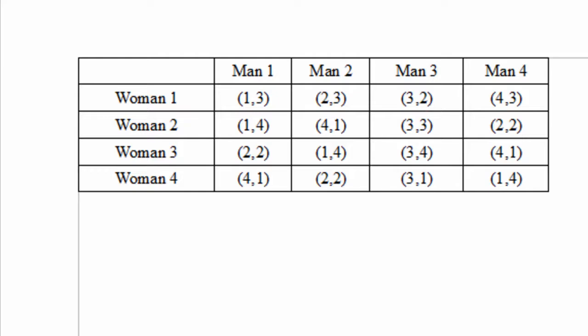Reading the man column is the same, except you use the y-coordinate instead. So man 1 prefers woman 4, then woman 3, then woman 1, then woman 2. And this matrix can be used to solve for the stable complete marriage.